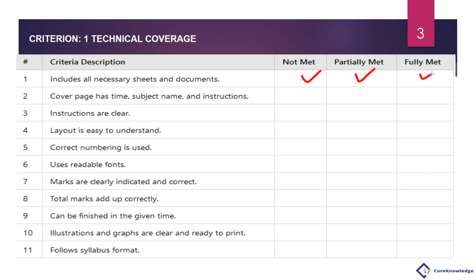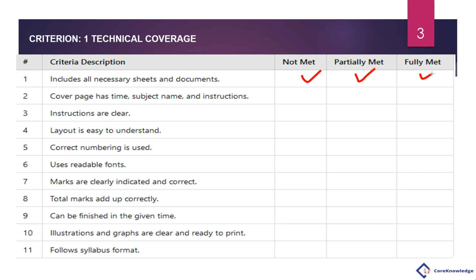Marks are clearly indicated and corrected. That is on the question. Please verify that. Reconcile those marks as well. Total marks add up correctly. Also check this part. This is very crucial so that you can always address the issue of technical aspect.